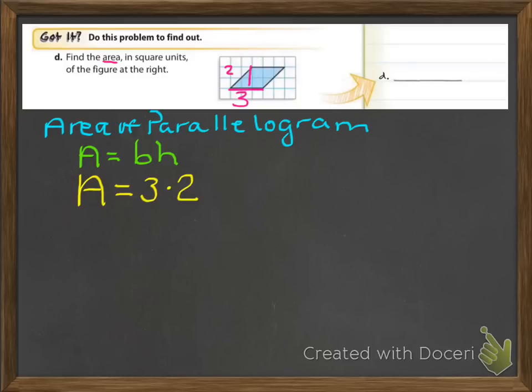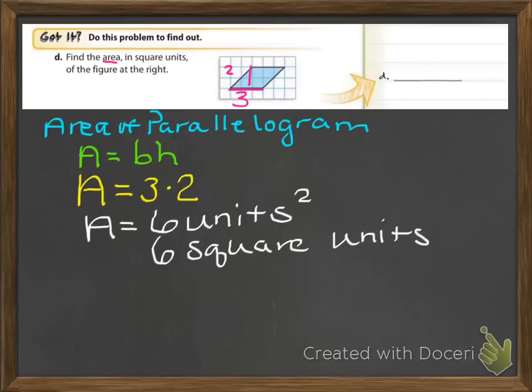Fourth, we need to substitute. So notice my 3 is my base, so I want to make sure that goes directly under the B, and the height is 2. And then finally, we're just going to solve. So here you'll see the final answer, which is 6 units squared or 6 square units, whichever one you prefer.